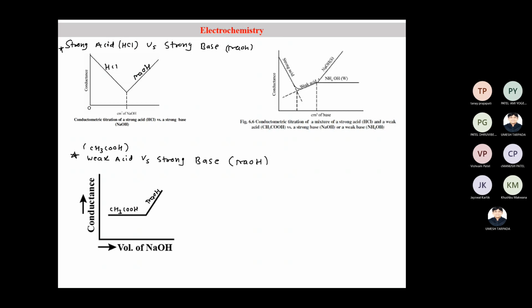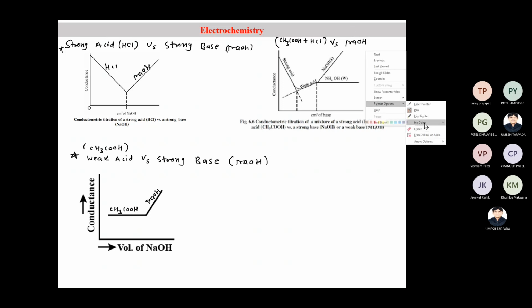Again, here see, this is the mixture of acetic acid and HCl versus NaOH, a strong base. So see, this is the nature of the plot.